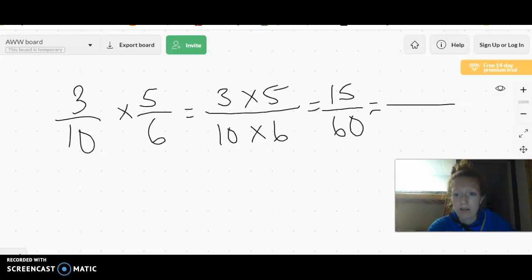I'm going to divide 15 by itself. 15 divided by 15 gives me 1. 60 divided by 15 equals 4. That was a pretty friendly fraction, wasn't it?